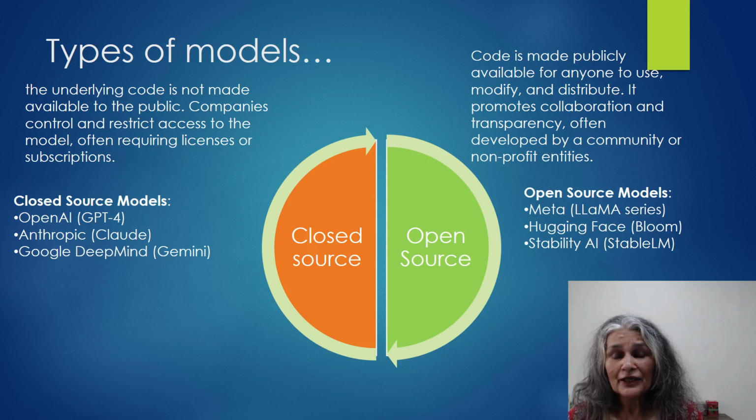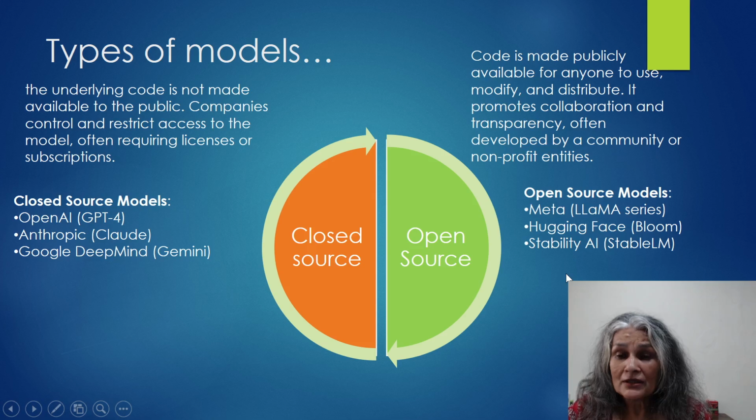These companies typically do also have a slightly lower end model, which is open access. However, it is not open source, to be clear. Open source models are models where the code is made publicly available for anyone to use, modify, and distribute. It therefore promotes collaboration and transparency. These models are typically developed by a large and distributed community of developers.